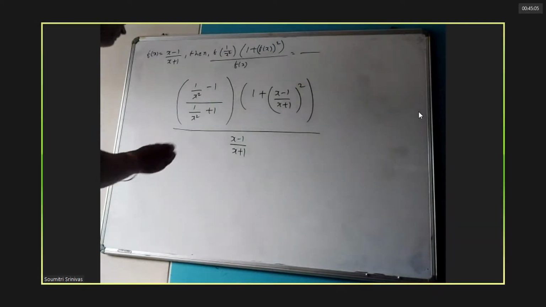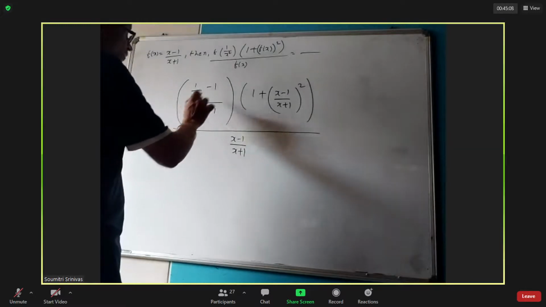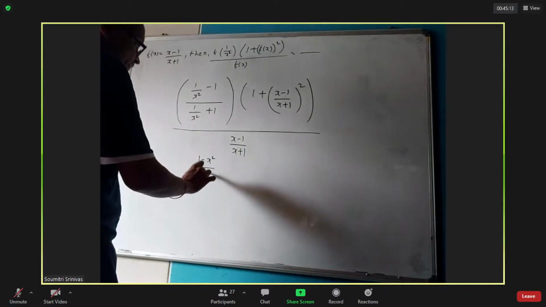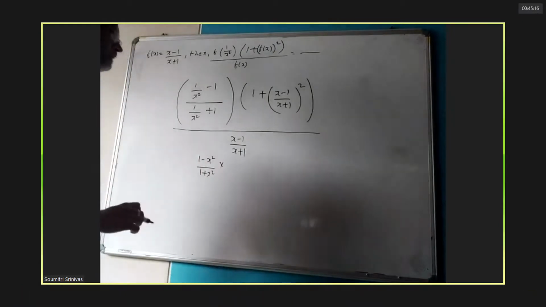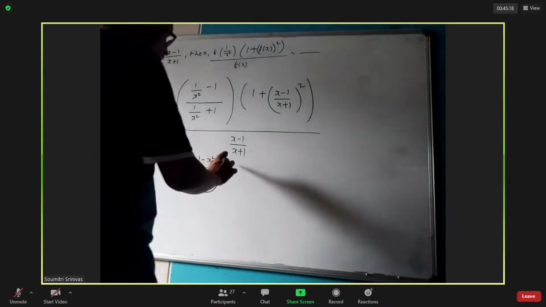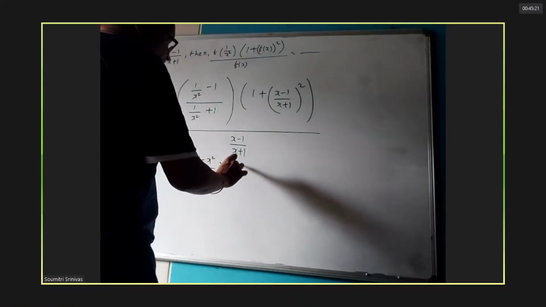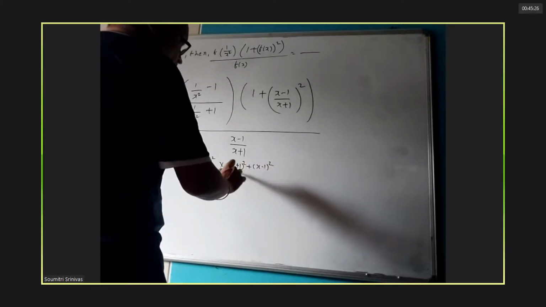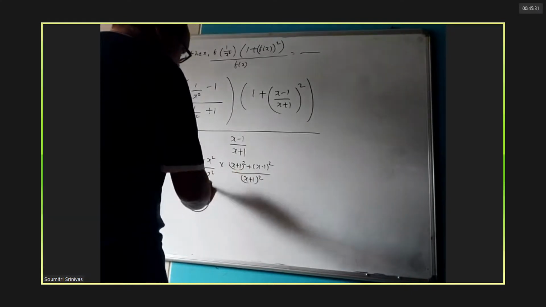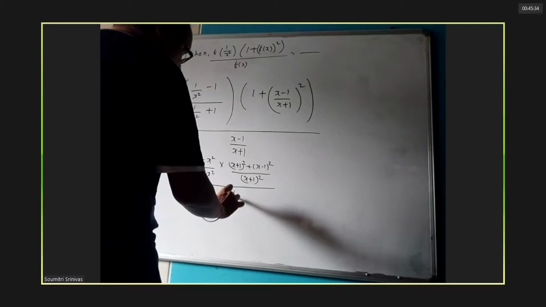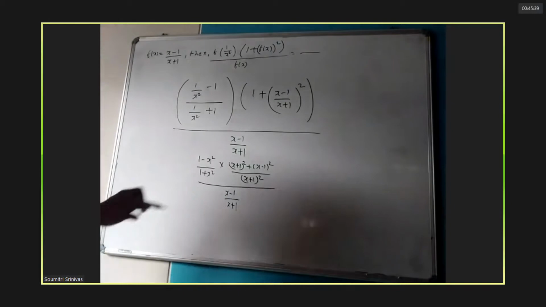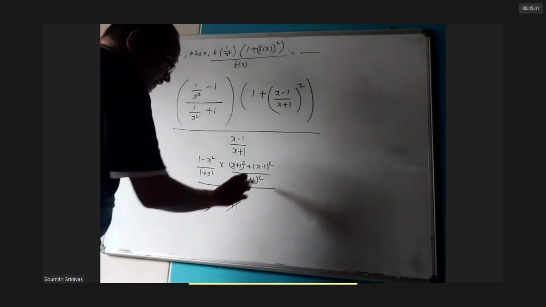What do you get? x square LCM will cancel off. 1 minus x square by 1 plus x square, correct? What's the numerator here? x plus 1 whole square plus x minus 1 whole square by x plus 1 whole square. Am I correct? Denominator x minus 1 by x plus 1. Am I correct? Yes, sir. One x plus 1 will cancel off.